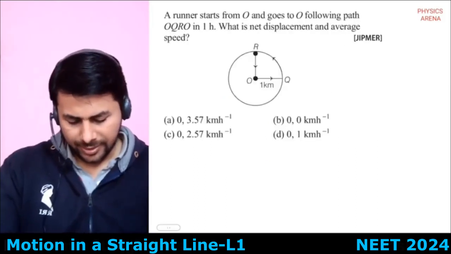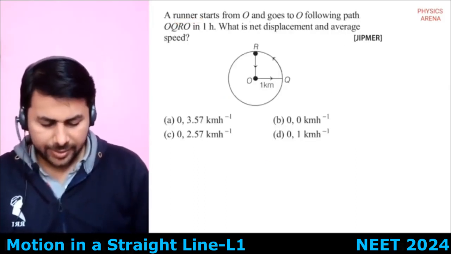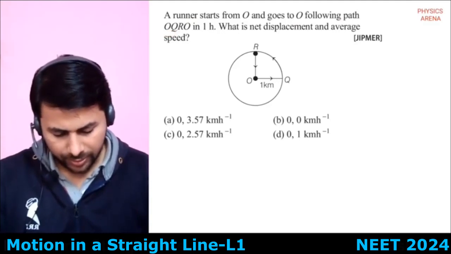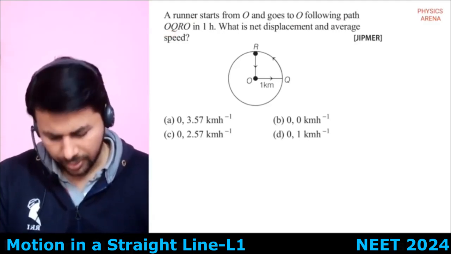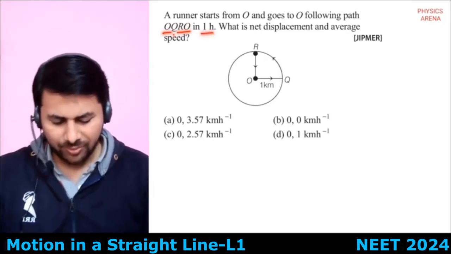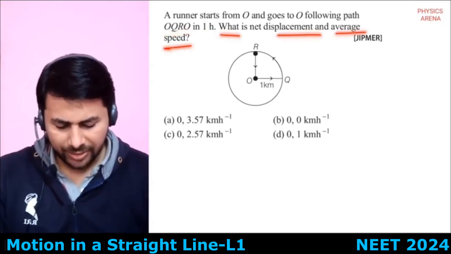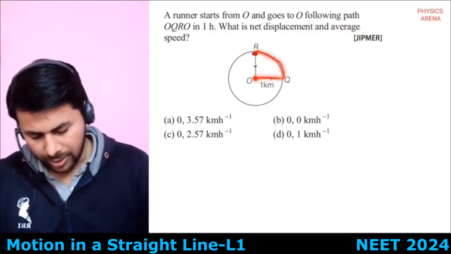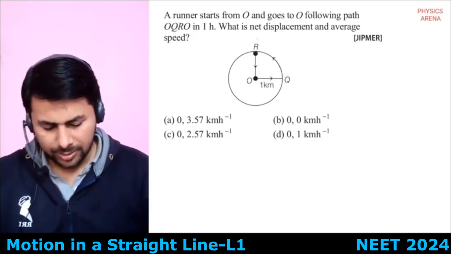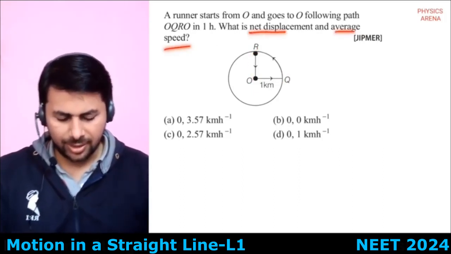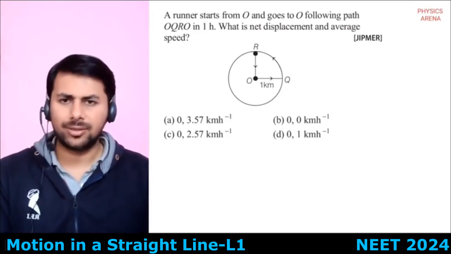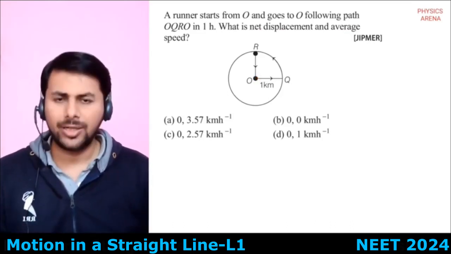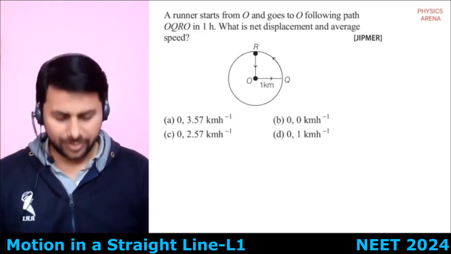Let us see the next question. A runner starts from O and goes to O following path OQRO in 1 hour. What is net displacement and average speed? So it starts from here, point O, it goes to Q, then it goes to R, and it goes back to O. So what is net displacement? This we know, right? Net displacement is 0 because it is starting from some point and it is also ending at the same point.